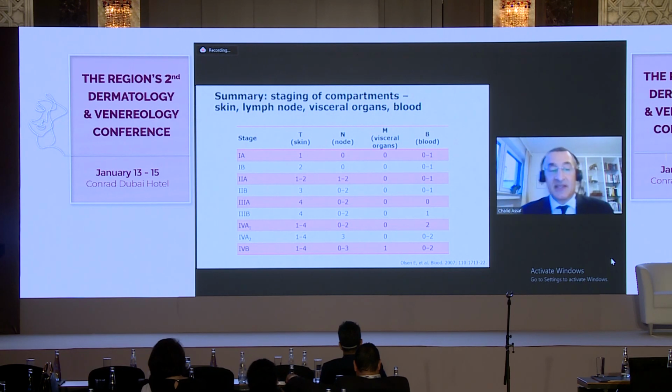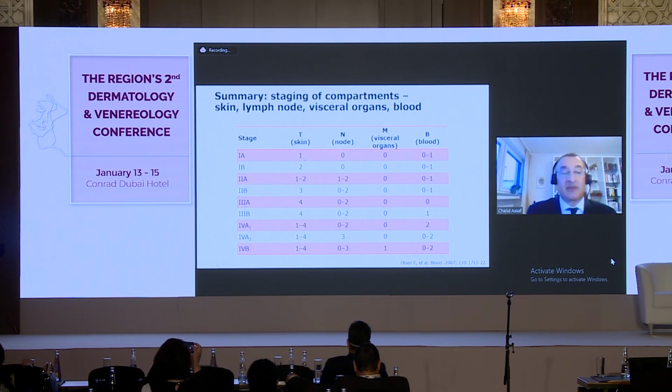So that's the summary. In early stage, you have usually only skin involvement. In advanced stage, like in stage 3, you can have lymph node involvement. And in the stage 4, you have also blood involvement. You have to take all this together.